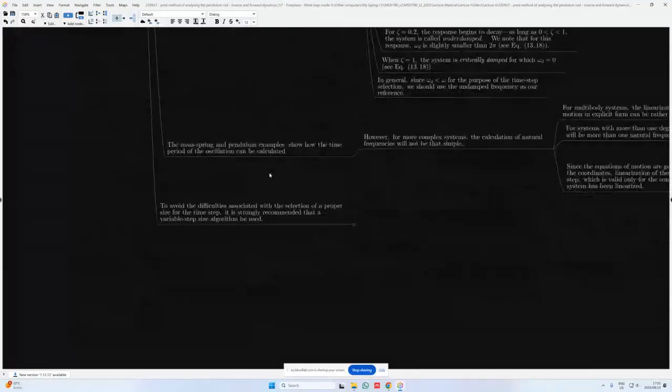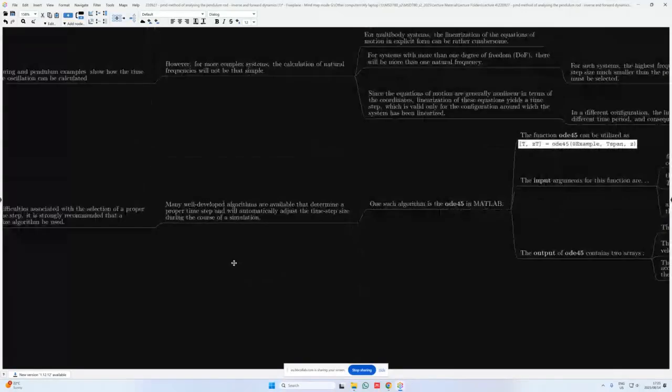Now, to avoid the difficulties associated with the selection of a proper size for the time step, it is strongly recommended that a variable time step algorithm be used. Many well-developed algorithms are available that determine a proper time step, which will automatically adjust the time step size during the course of the simulation.